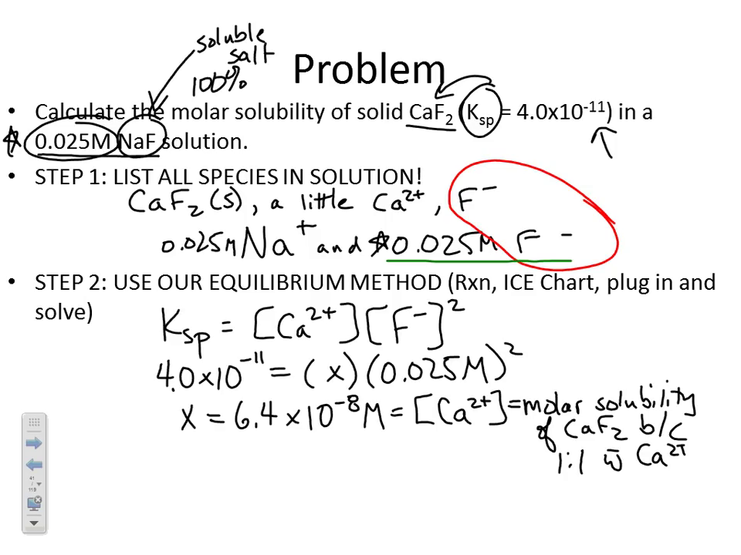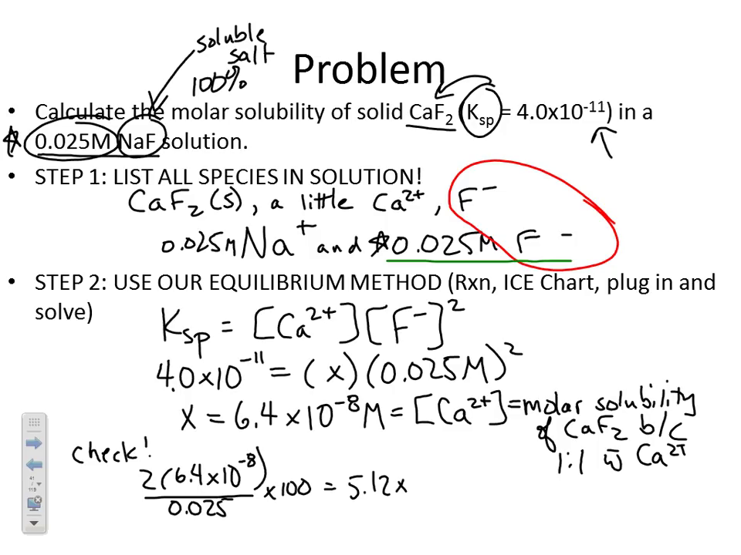Now we do want to check our assumption. So we had 2x, so I'm going to do 2 times 6.4 times 10 to the minus 8th, so 2 of our x's. We assume that 2x, when added to 0.025, would still be 0.025, so I'm going to divide by 0.025 and then times 100. I mean, x is tiny. This is an absolutely, absolutely tiny value. So I get 5.12 times 10 to the minus 4th percent, which is definitely less than 5, so we are good. So that's a common ion problem.